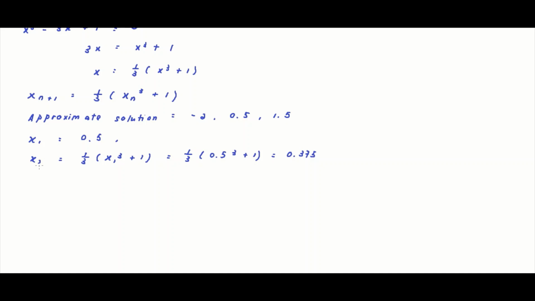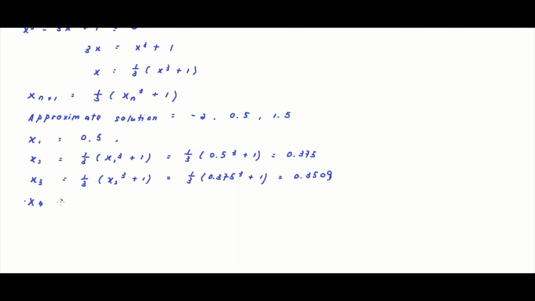Now can we continue to do this process? Yes, we can continue to x3. So what is x3? 1 over 3 times... if x n plus 1 is x3, then how about x n now? It will be x2, right? Then cubed plus 1. So you are going to substitute the value that you got just now into your formula again, cubed plus 1. And this will give you the next value, which is 0.3509. So we need to continue to do that. So maybe x4.